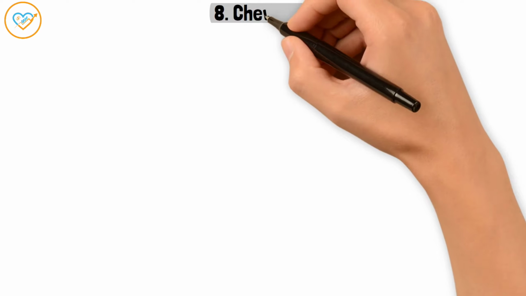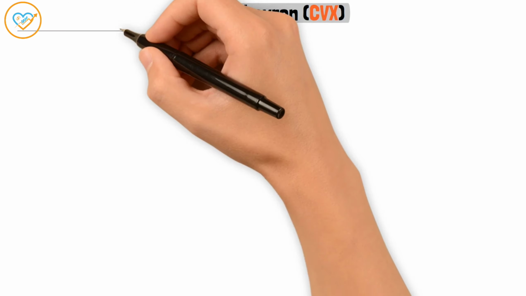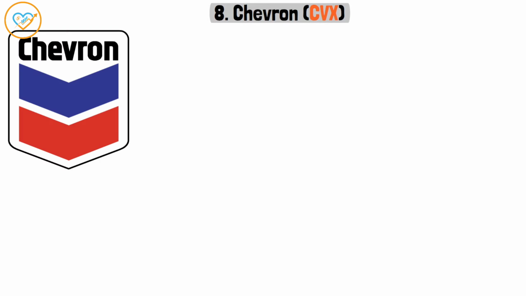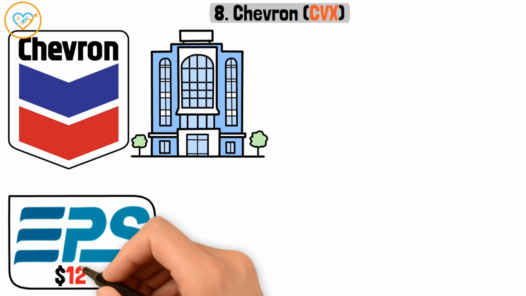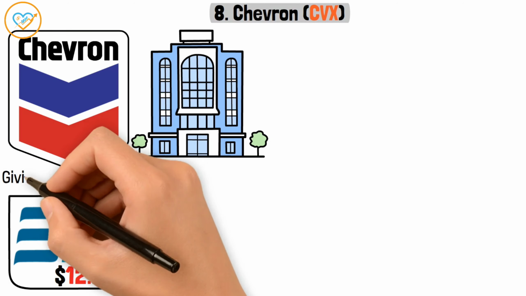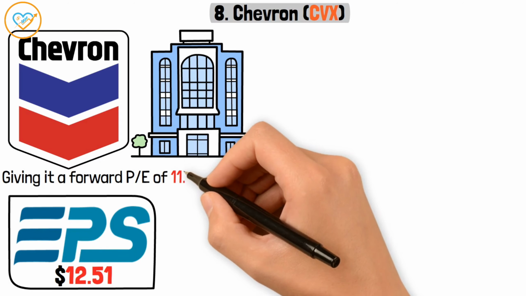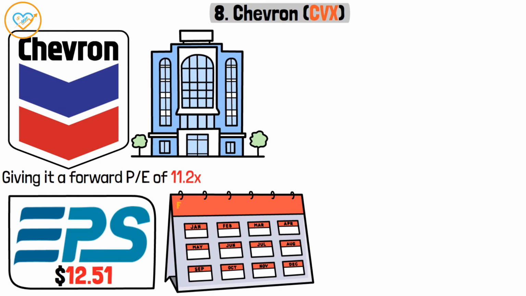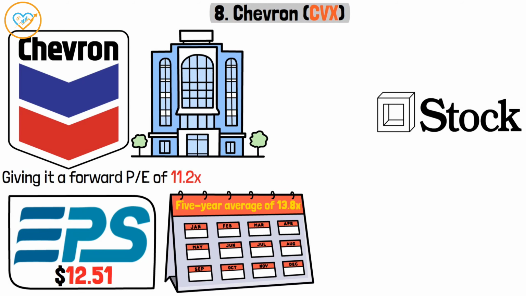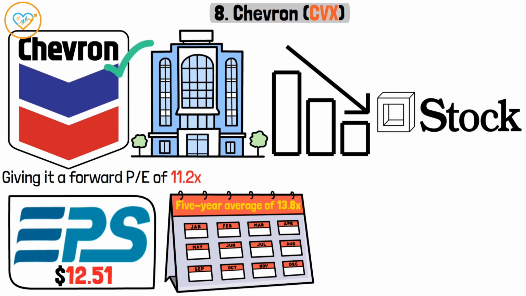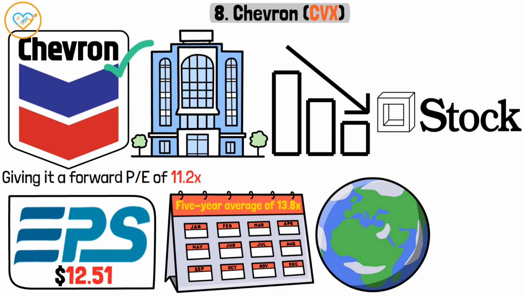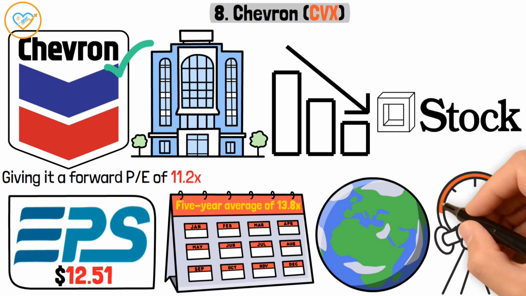Number 8. Chevron, or CVX. Chevron, one of the largest energy companies, is expected to generate an EPS of $12.51 next year, giving it a forward PE of 11.2x. This is below its 5-year average of 13.8x, indicating that the stock is undervalued at present. Recent pressure from lower crude oil prices has affected Chevron stock. But depending on global factors such as elections, this energy giant could see significant upside in the future.